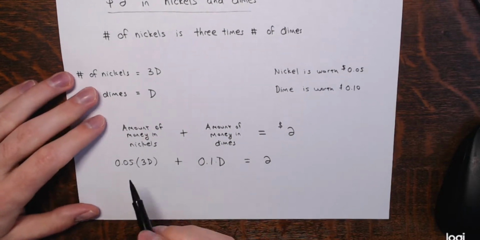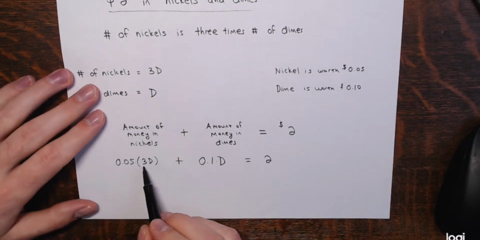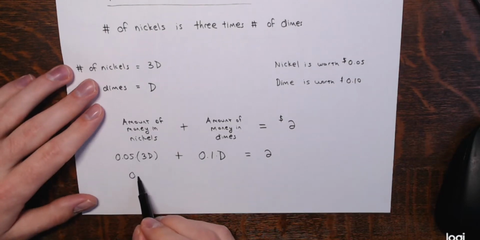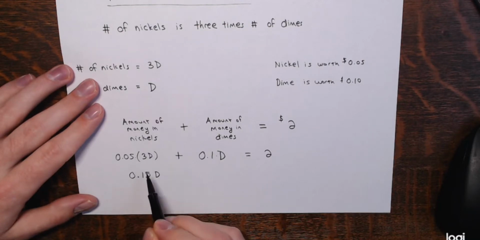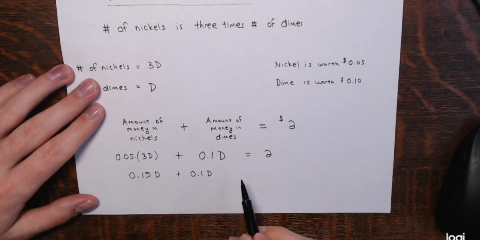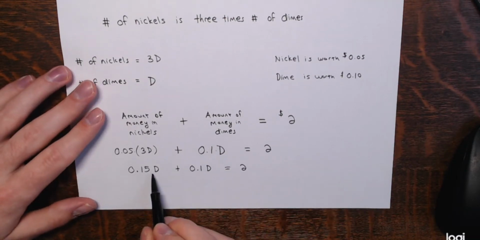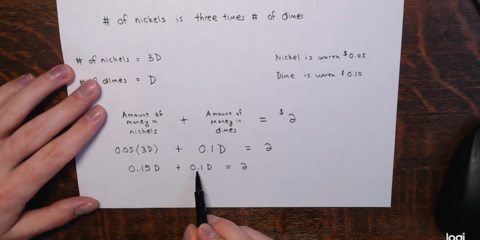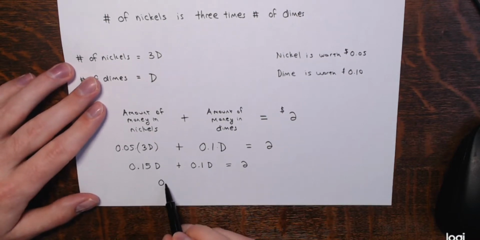Now, you can keep things in decimal form if you want. 3 times 0.05 here, that'd be 0.15, right? 5/100ths times 3 would be 15/100ths. So I have 0.15D for the first term, plus 0.1D or 0.10D for the second term, the amount of money in dimes. This should be equal to 2. These both have D in common, so I can combine them. 0.1 plus 0.15 is 0.25.